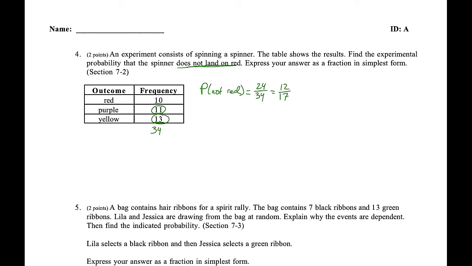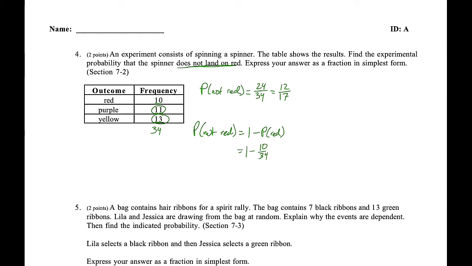Now another way you can approach it is that the probability of it not being red is equal to 1 minus the probability that it is red. The way that works is, this really represents 100%. So you're looking for 100% of your options minus the percentage of them actually being red. So when we do that, we say 1 minus, well, we had 10 reds out of a total of 34.